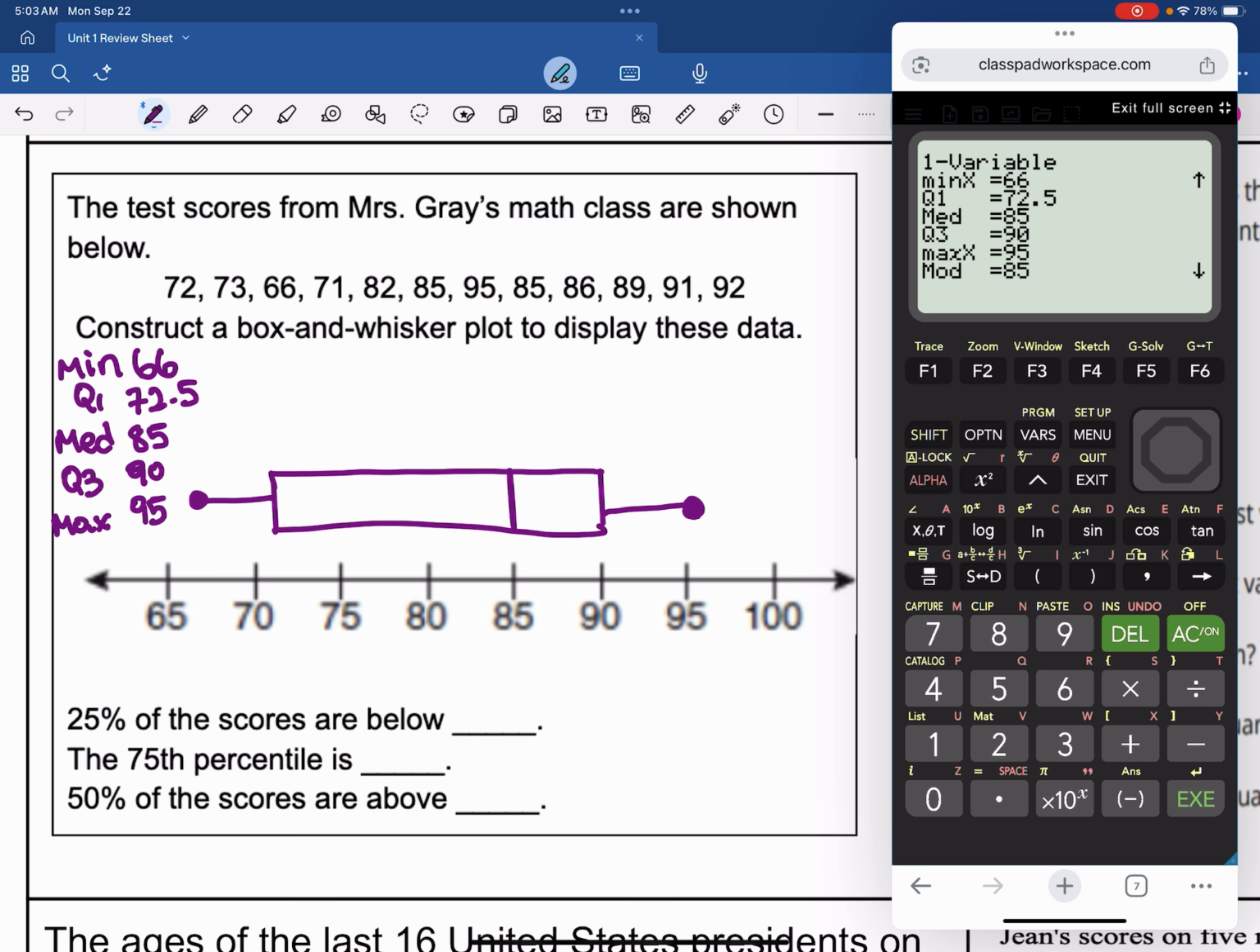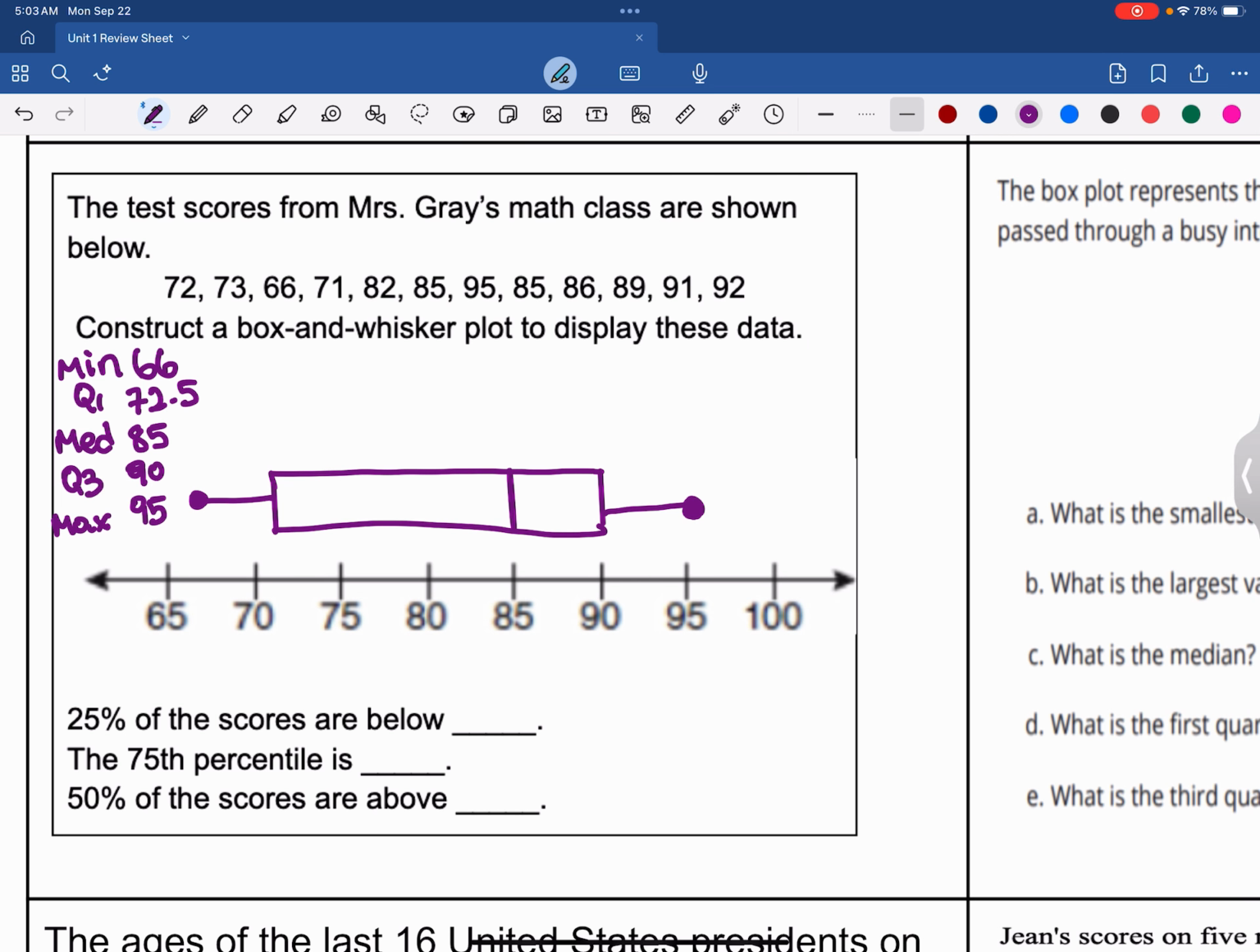Okay, then it's asking us, 25% of the scores are below what value? So remember, each part of your box plot, each quartile, is 25%.